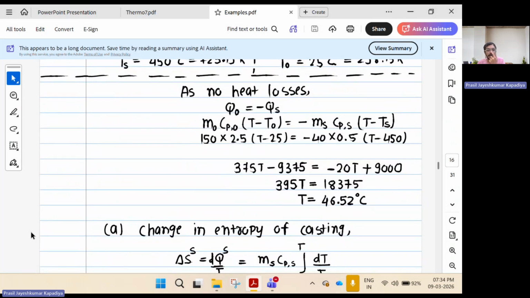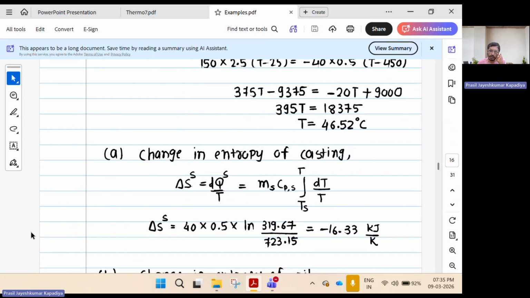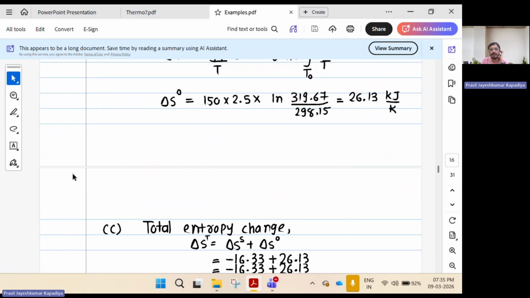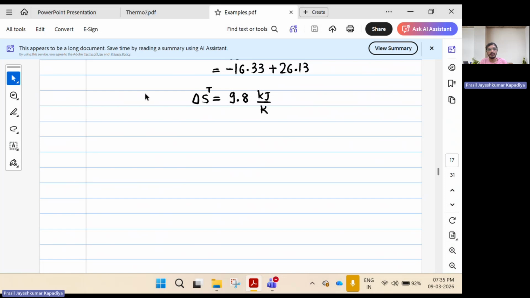And then you just need to apply the second law of thermodynamics. Only one very important thing to remember here is your temperatures should be in the units of Kelvin when you are dealing in ratios. But when you are dealing with differences, it doesn't matter if you add it or not, because it is anyway going to cancel out. Okay. So entropy of steel casting is reducing and oil is increasing, and overall it is increasing.